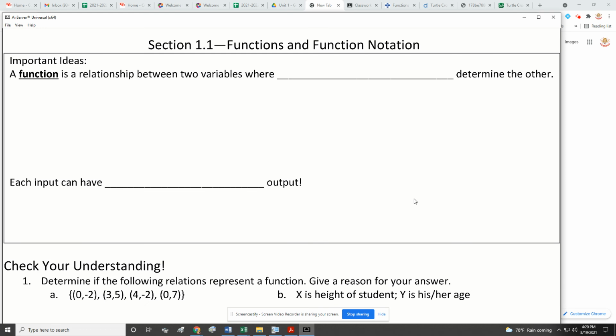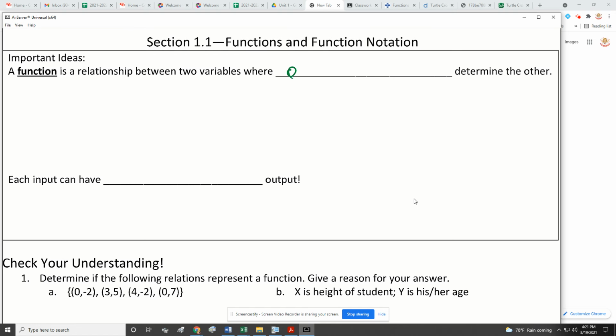Right, so a function is a relationship between two variables where one variable determines the other. I just saw that there's a typo. One variable determines the other. Now function notation is like this. It's f of x equals y. So f is just going to be the name of the function.